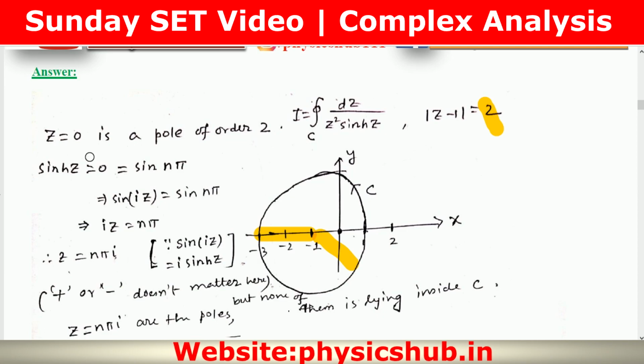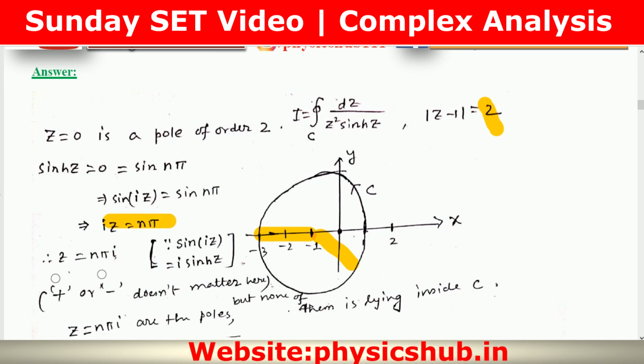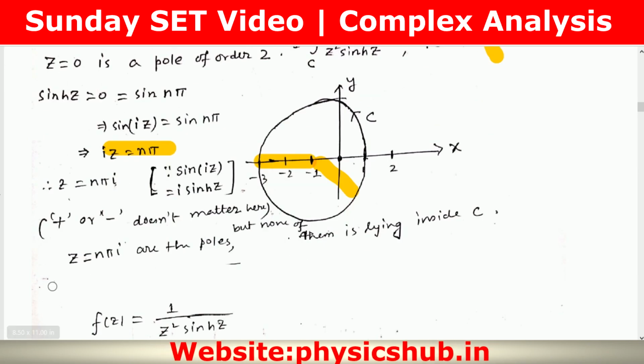Now here we see that z = 0 is a pole of order 2, and sinh z = 0 means sin(iz) = sin(nπ), because sin(iz) equals i sinh z, and this i is conjugated in this 0, so we get iz = nπ. Therefore z = nπi. So the minus sign will appear here, so minus or plus doesn't matter here. Now z = nπi are the poles for this integrand. But none of them is lying inside this contour.